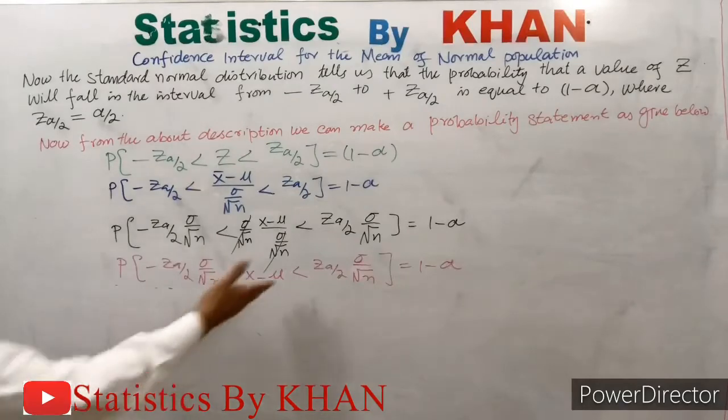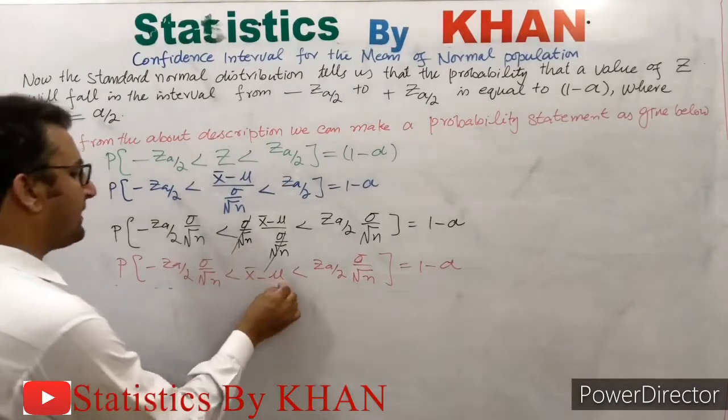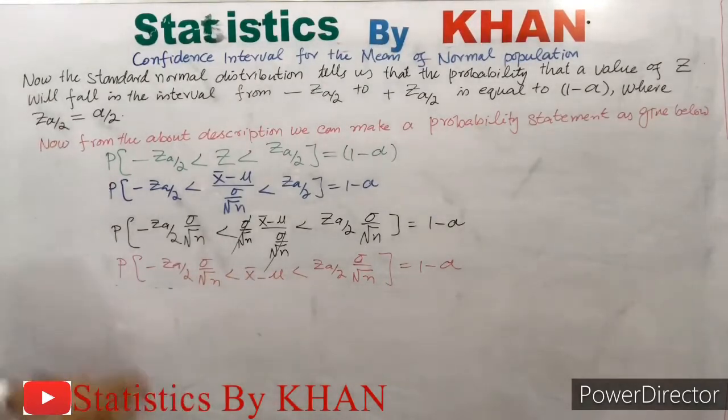So now this is the resulting statement. As I have mentioned, we will keep mu over here and shift all the quantities to both sides of the inequality. So I am doing the same. Now shifting this x bar to the other sides of the inequalities.